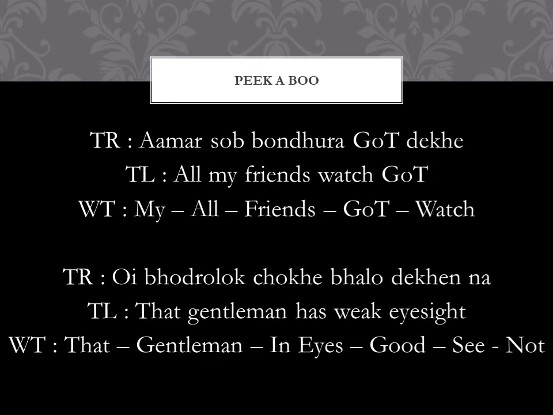ওই ভদ্রলোক চোখে ভালো দেখেন না. ওই is a word for that. Again, pointers we learnt: e, o, she. So ei is this, oi is that. So ওই ভদ্রলোক, ভদ্রলোক is a word for word replacement of gentleman. ওই ভদ্রলোক চোখে ভালো দেখেন না. This sentence literally translates to English as that gentleman does not see well with his eyes, which contextually translates to weak eyesight.